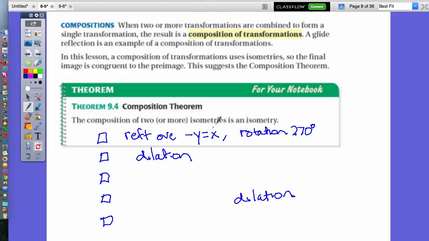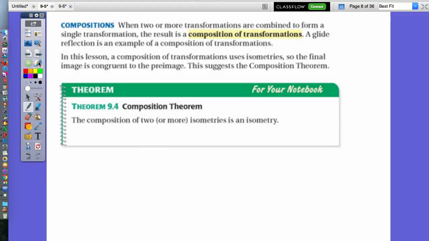If it's a reflection, it's an isometry. If it's a dilation, it's not an isometry. So I'm not going to click that box. I'm not going to click that box. I mentioned that briefly in class, and as we review for the EOC, we'll go through more examples of that type of question.